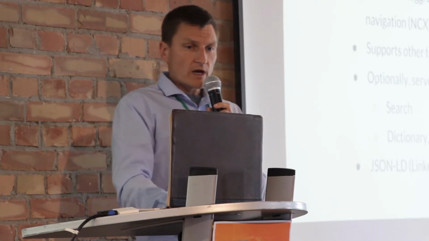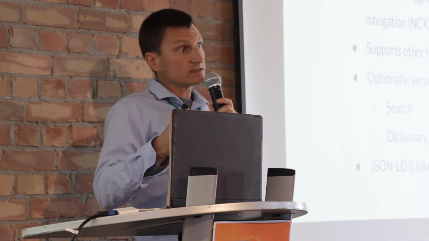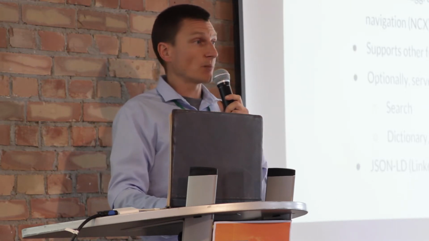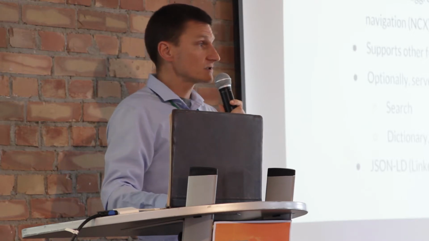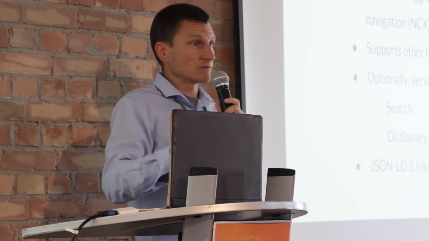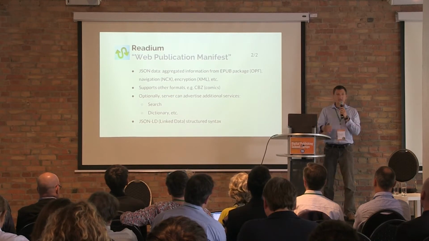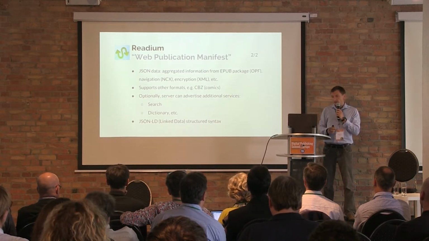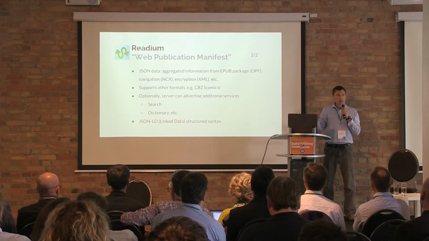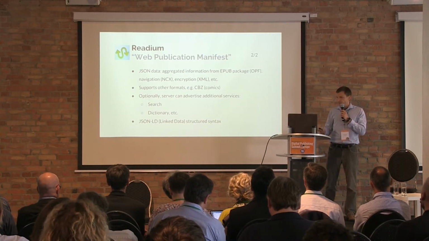So, where does that JSON data come from? Well, we aggregate it from multiple sources in the EPUB publication, such as the OPF package. I'm sure many of you know that if you unzip an EPUB, you find multiple files, and there is a package file, OPF format. There's a navigation file, NCX. There are encryption-related files that are also XML-based. We aggregate all of that stuff, and we streamline it into our JSON internal data format.